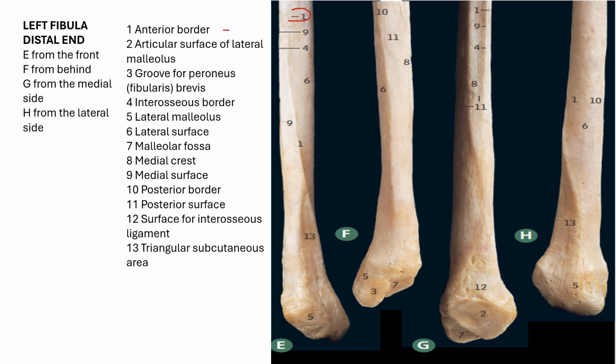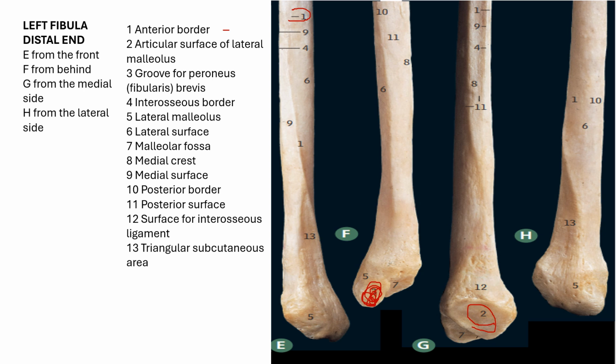The second one, we will see here in the medial side of the image, we will find the articular surface of the lateral malleolus. The third one is the groove for the peroneus muscles. In the posterior surface, we will find that this is the groove for the peroneus muscles.